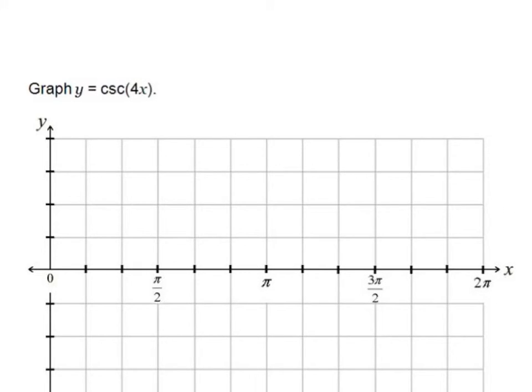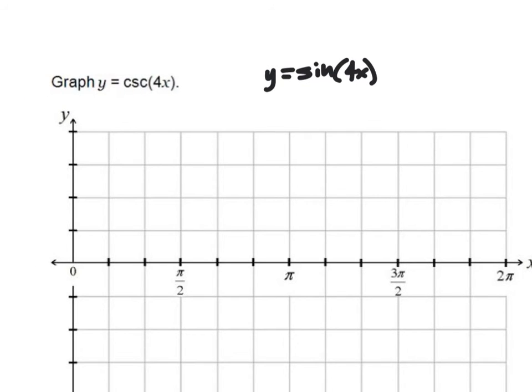Now, cosecant of 4x. Let's think about what's happening with cosecant of 4x. Let's look at y equals sine of 4x. Now, 4x, this is periodic. Let's just quickly draw our sine graph. Okay, 0, 0, 0, 1, negative 1, boom, boom, boom, boom. Okay, remember this is a period of 2 pi.